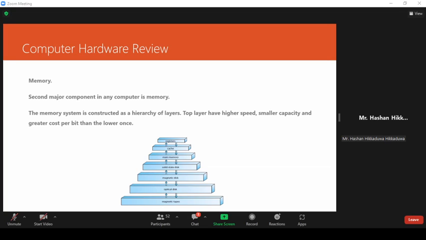For homework, you can find out what are the differences between the solid state drive and hard disk drive. Let's move to the next section.